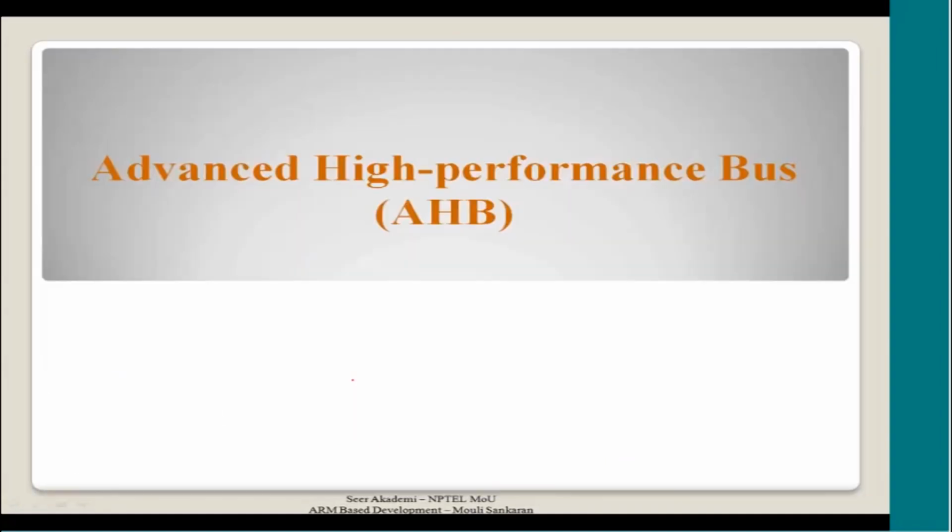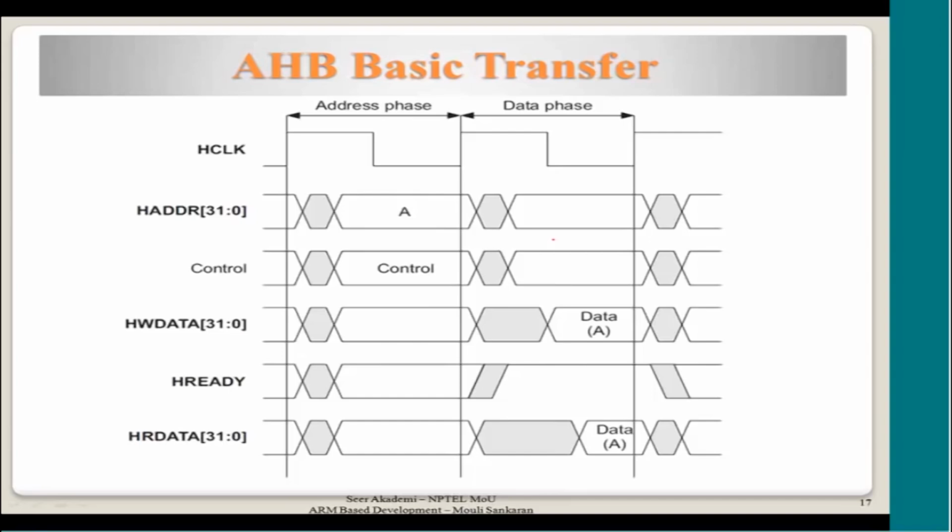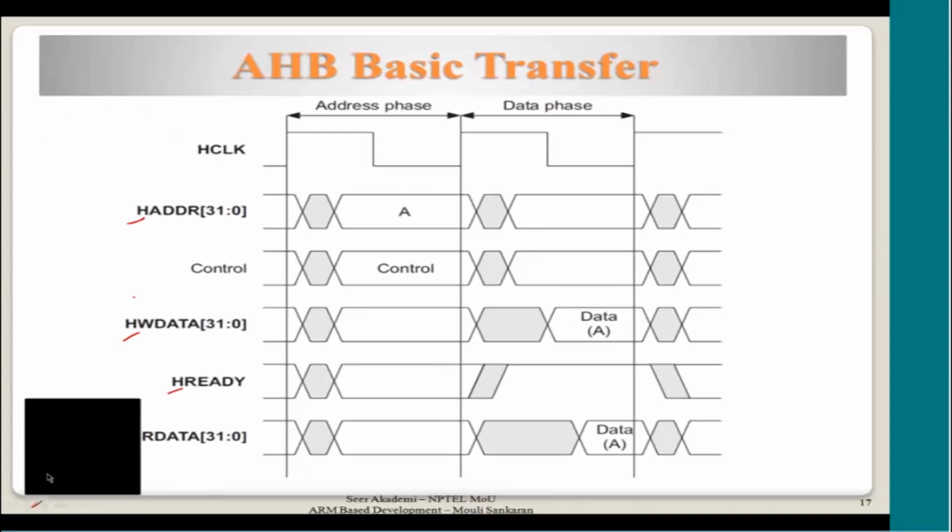Very good. So now let us go into some more details of AHB. This is a typical bus transfer of the AHB bus. You see here everything is appended with H to say it is AHB signals. HCLK is similar to the main clock in the ARM that we saw. HCLK is the main clock for the AHB bus.